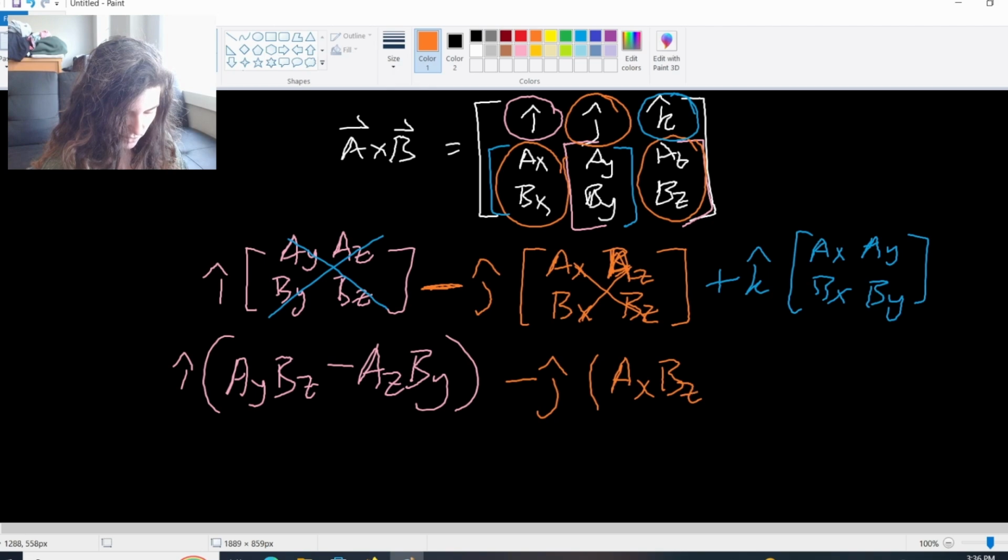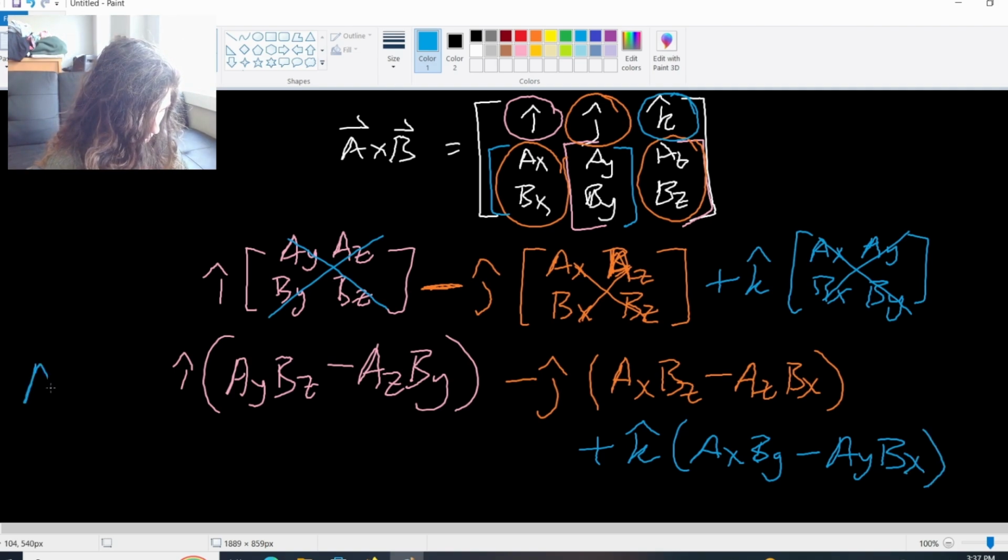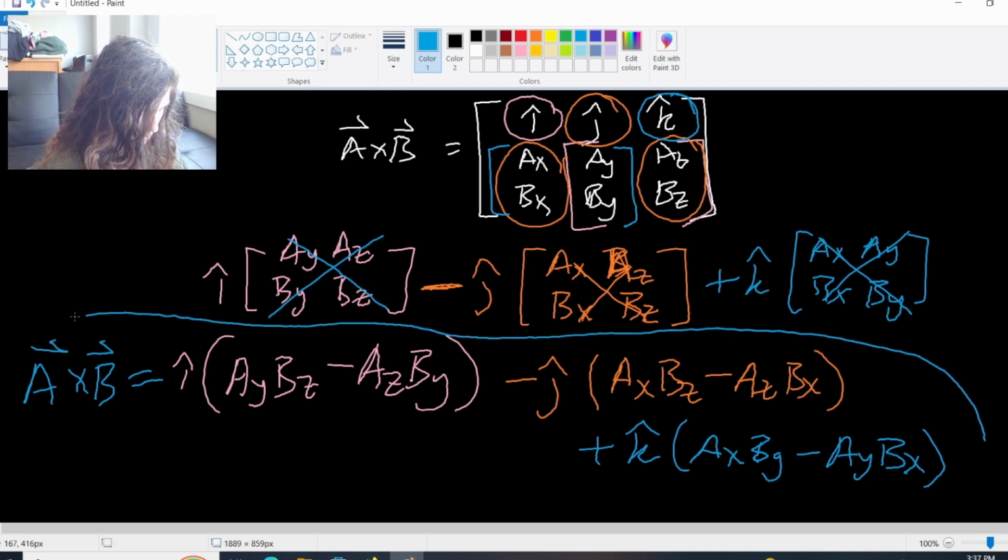AX times BZ minus AZ times BX. And then our K hat terms, plus K hat, multiply across down: AX BY minus AY times BX. And this is the full written out form. A cross B vector gives you this resultant.